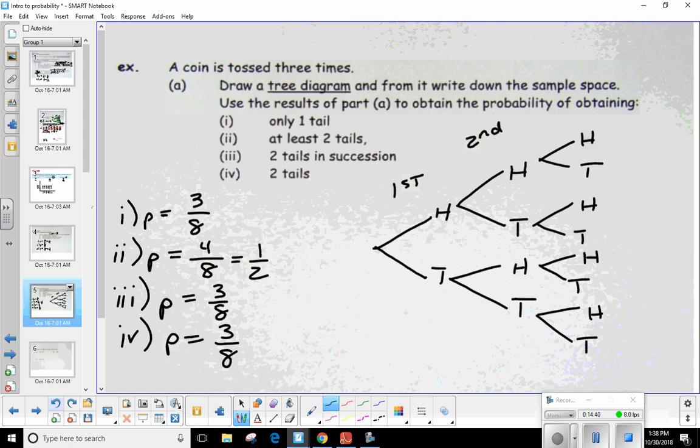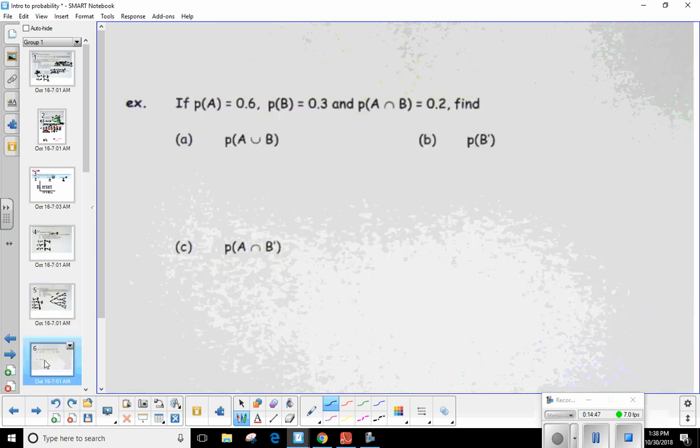Okay, any questions? Anybody having difficulty? Okay, good. This is our last problem, and then we should be able to get over to this next section. So we're given the probability of A occurring is 0.6, the probability of B occurring is 0.3, and the probability of A intersecting B is 0.2. So we want to go ahead and find the rest of these.